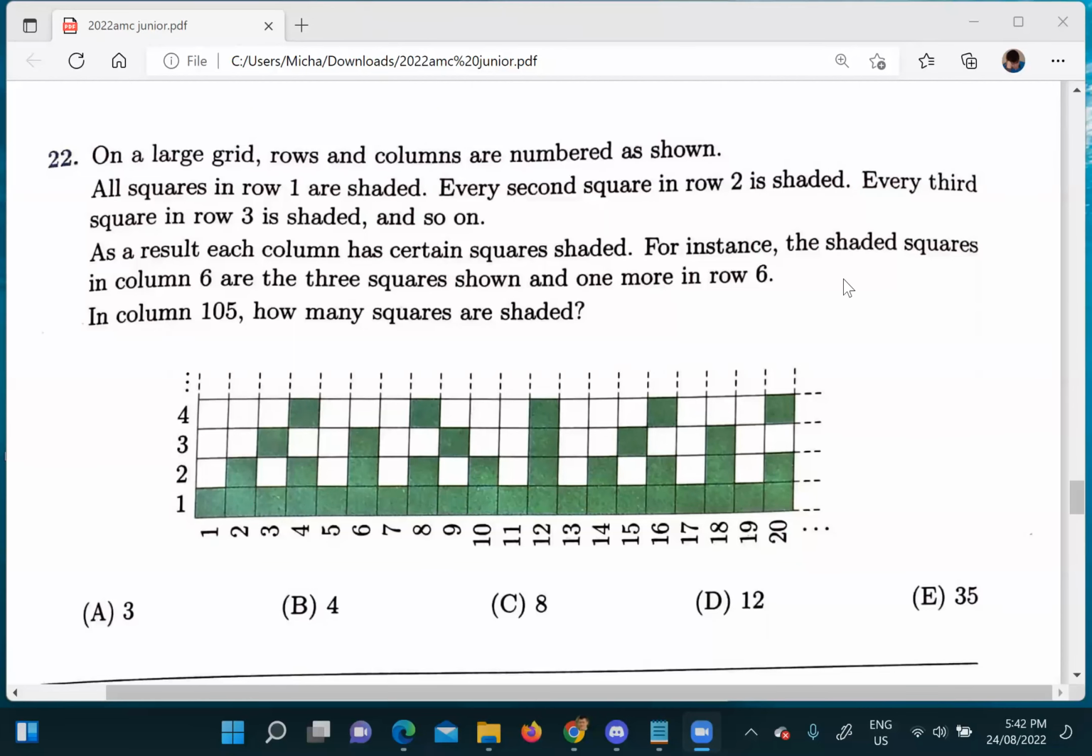All right, let's look at question 22. As lucky number 22, on a large grid, rows and columns are numbered as shown.